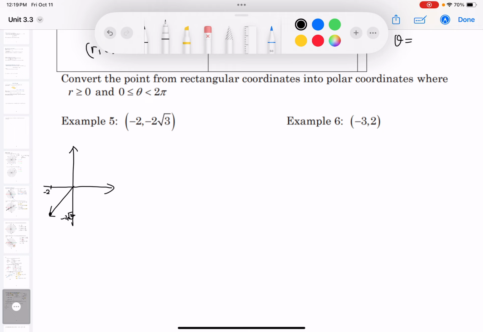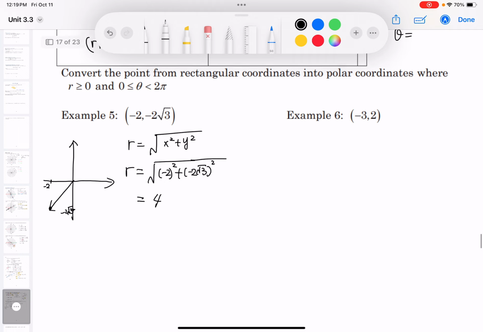Okay, we want to find r comma theta. So r is easy. R has the formula equal to the square root of x squared plus y squared. We plug in the x and y values: negative 2 squared plus negative 2 square root of 3 squared. It is 4 plus 12, which is the square root of 16, which is 4. Yes, we found our r.